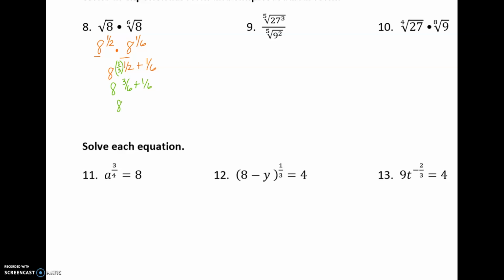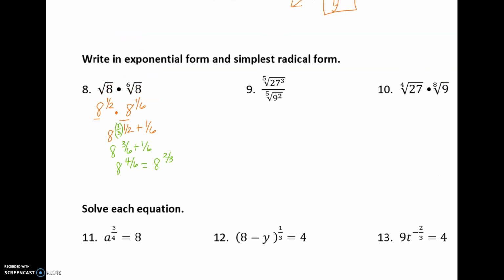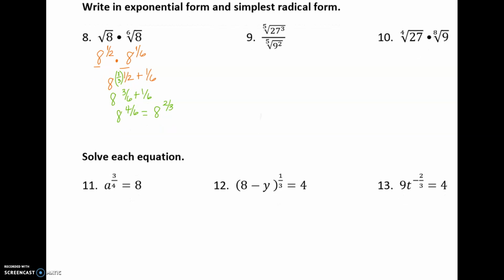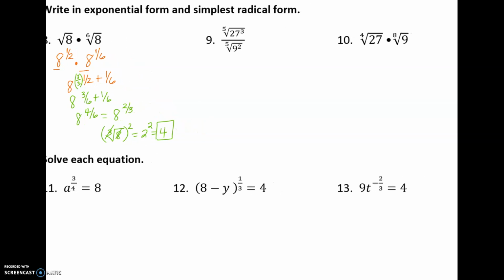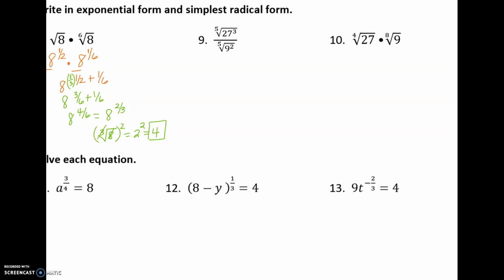Now, to add fractions, you add the numerators. 3 plus 1 is 4. You keep the denominator. 4/6 can be divided by 2. So you get 2/3. Now, it says write in exponential form and simplest radical form. So now I'm going to take this and put it back into a radical. The cube root of 8 is a perfect cube. It's 2, and 2 squared is 4. Okay, let's go to the next one.